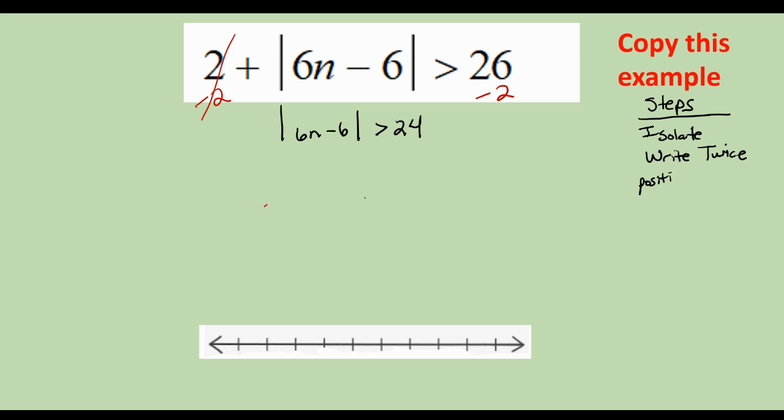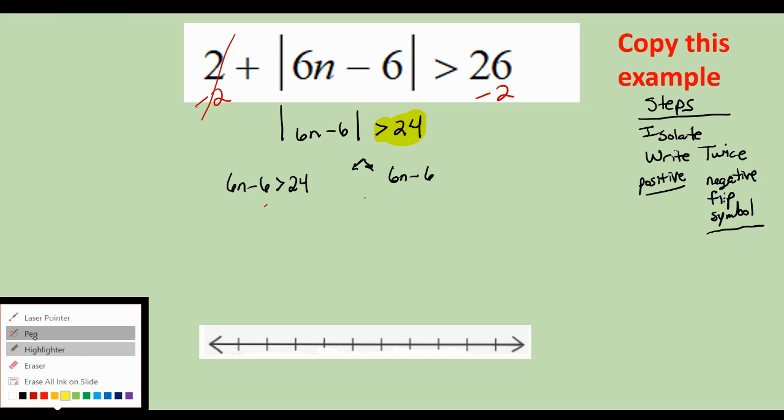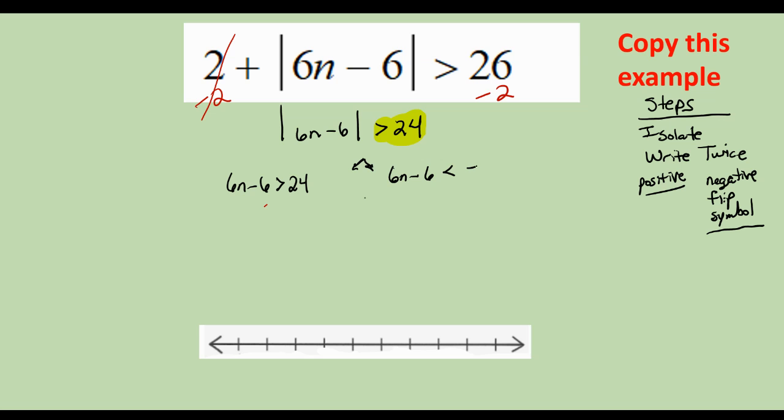Once with a positive, no changes, just regular. And once with a negative, and flip the symbol. So that's the new lesson today. So we're going to write it twice. Once just normal, greater than 24. Once again, this time flip the symbol and change it to a negative. See how the symbol is pointing the other way?